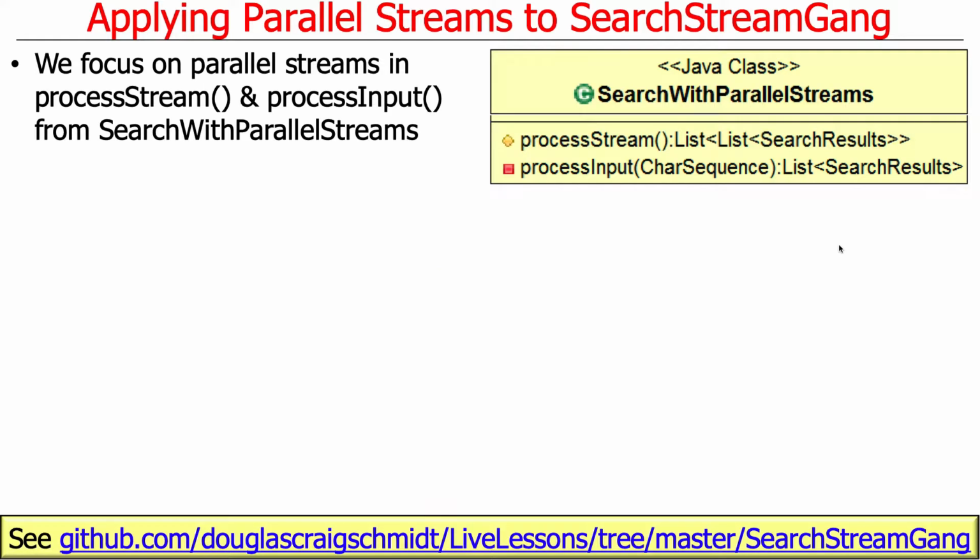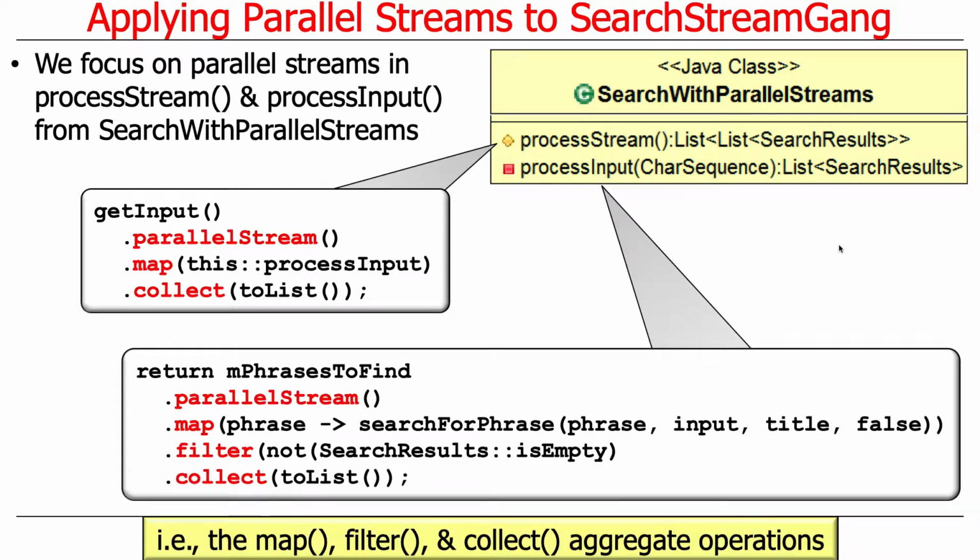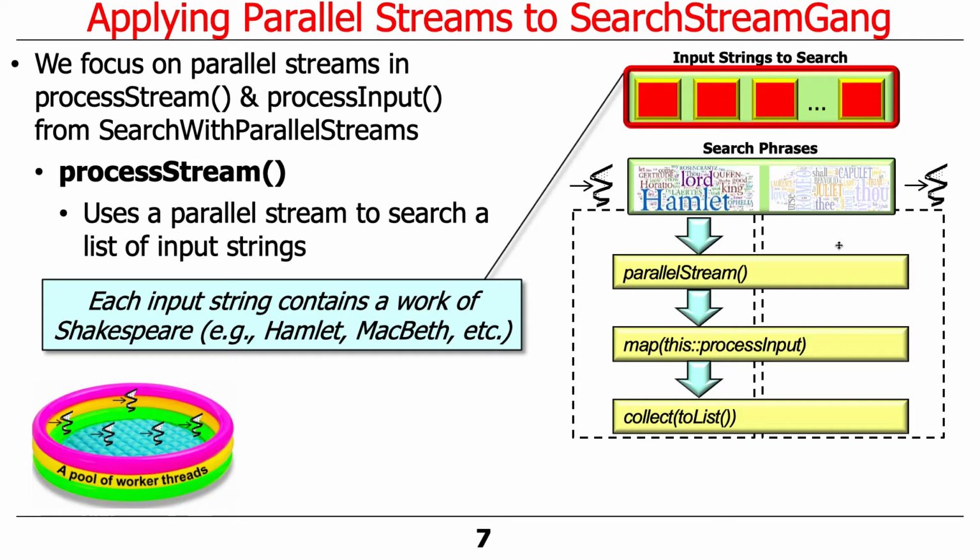It's kind of cool. We're going to focus on the same two methods as we did before, process stream and process input, except now this is in a different class, the search with parallel streams class. This is what things look like. That looks very similar to before, intentionally. And we look at the intermediate and terminal operations map, filter, and collect.